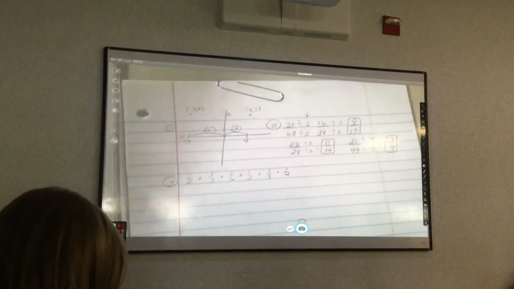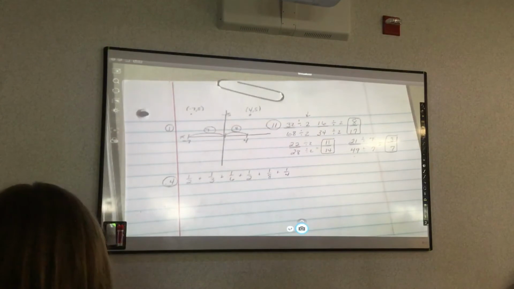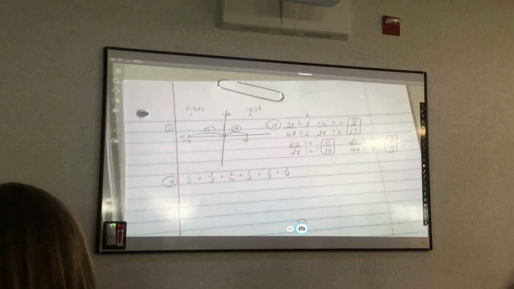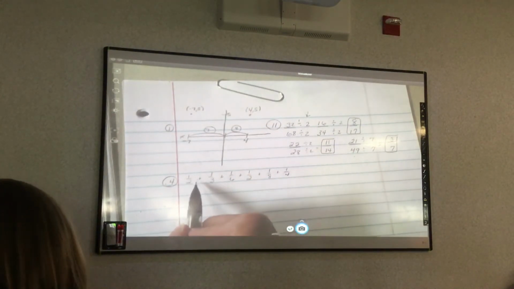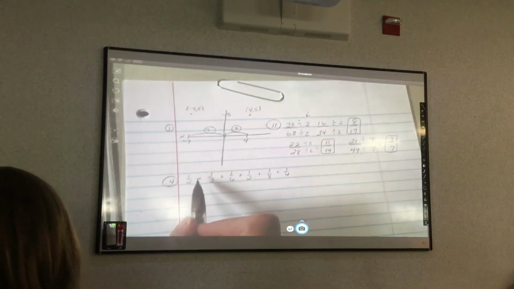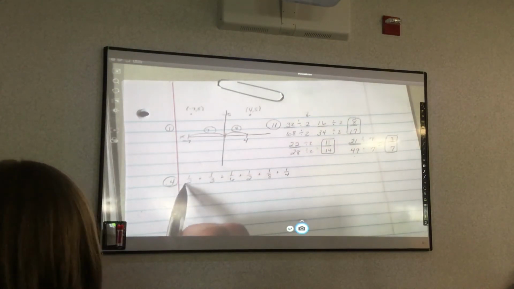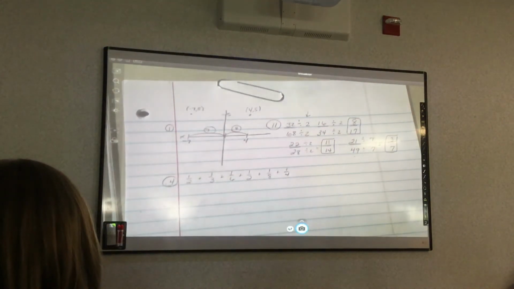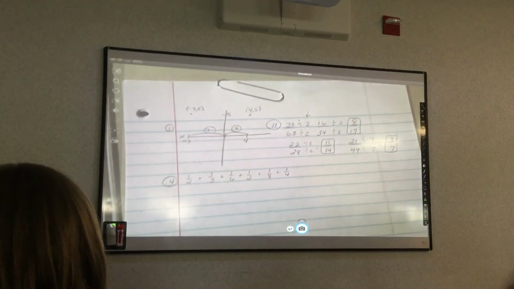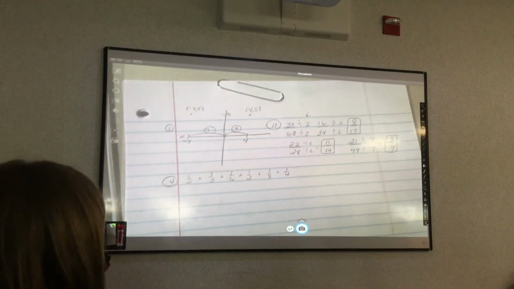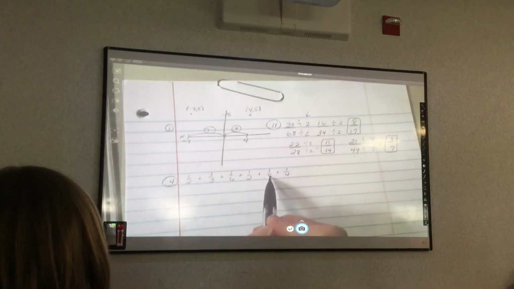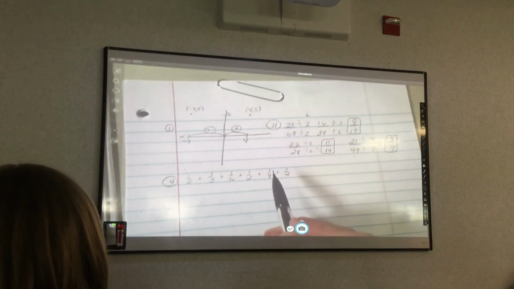When we add fractions, we have to make sure they have what? The same denominator, or we call it a common denominator. So I have to figure out what I can use for 2, 3, 6, 2, 8, and 4. What multiple do they have in common?